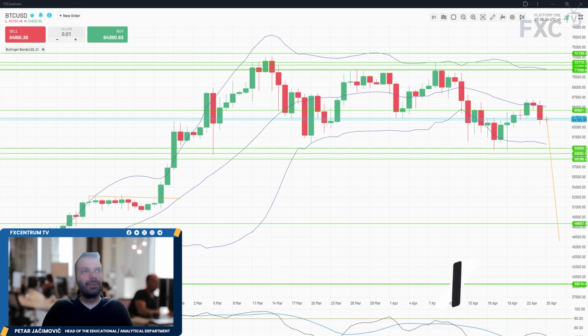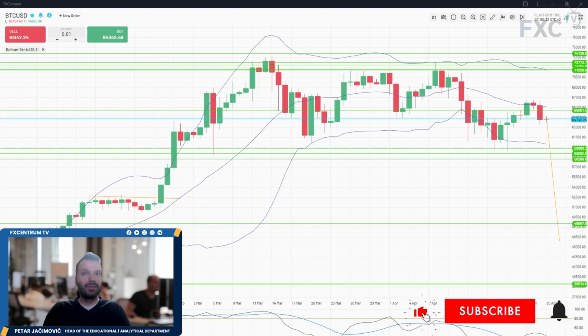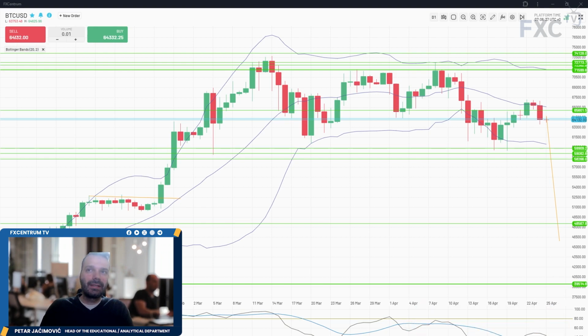For this week, I decided to go through the Bitcoin versus US dollar since I see the potential for further downside movement short term on this market. I will explain why I'm thinking like that and provide you with potential protective stops and potential objectives on this particular trade idea.